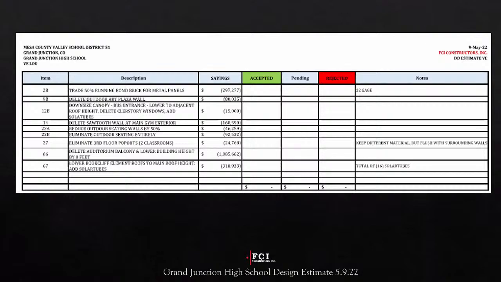We kind of want to run through these, and you can see there is some good savings here, but it does change the functionality of the building. Riley, can you zoom your screen in a little bit to see the cost or the savings in the description? And I'll walk through one of these.